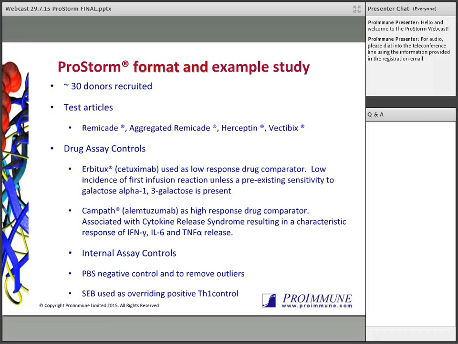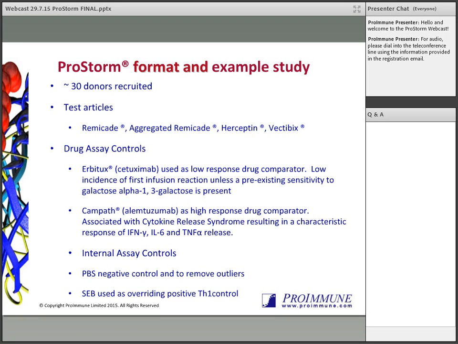We also looked at Herceptin and Vectibix, which are both anti-EGF receptor antibodies. Herceptin is a chimeric antibody, and Vectibix is a fully human version. And with any ProStorm project, we also suggest including drug assay controls or comparators to run alongside your test articles. And this can be any number of things.